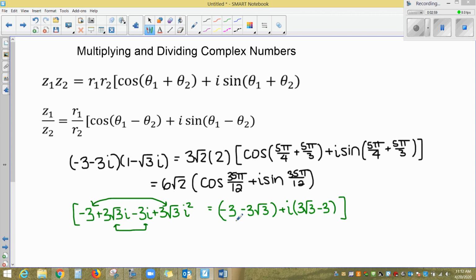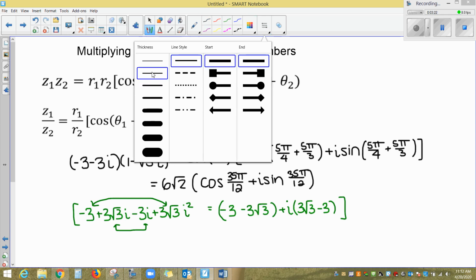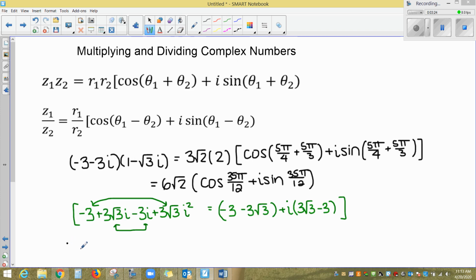If you type -3 minus 3 square root of 3 into your calculator, you get -8 point something. If you take 6 square root of 2 times cosine 35 pi over 12, you also get that -8 point something. Okay. So again, algebraically, this is how we've always multiplied. We FOIL, we distribute, we combine our like terms. Okay, but in trigonometric form, it would look like that mess.